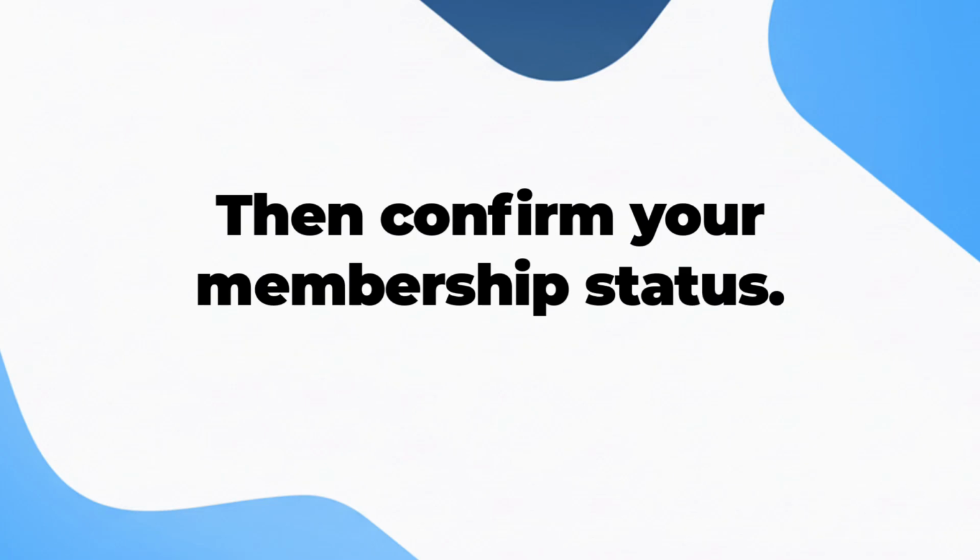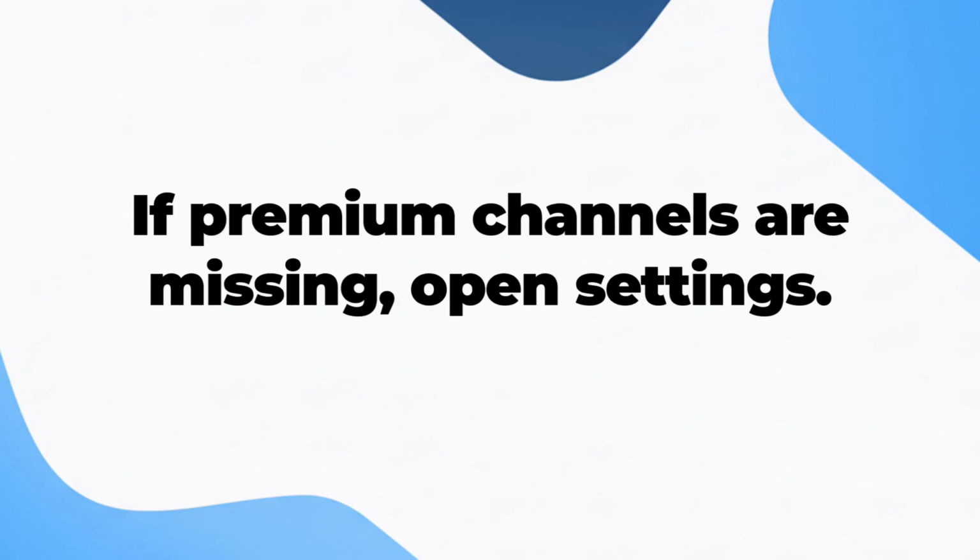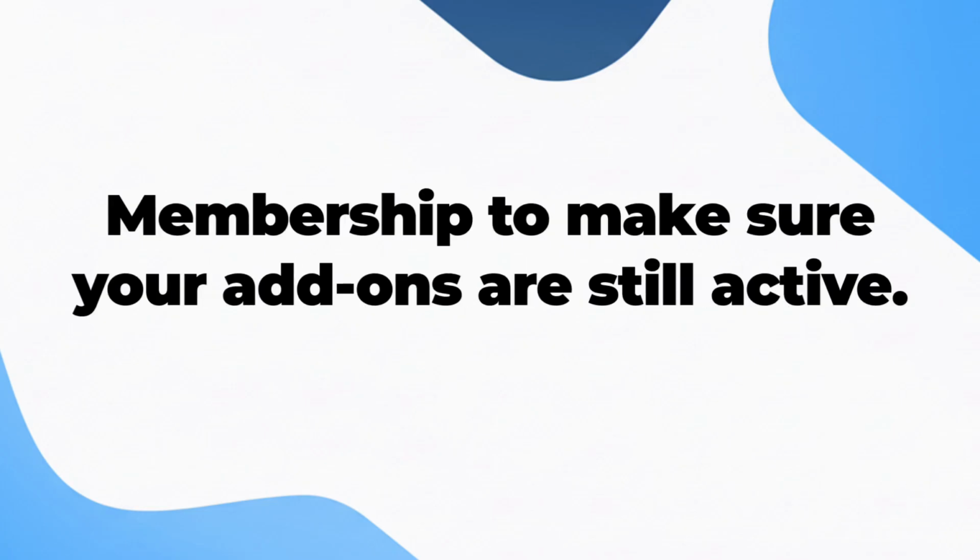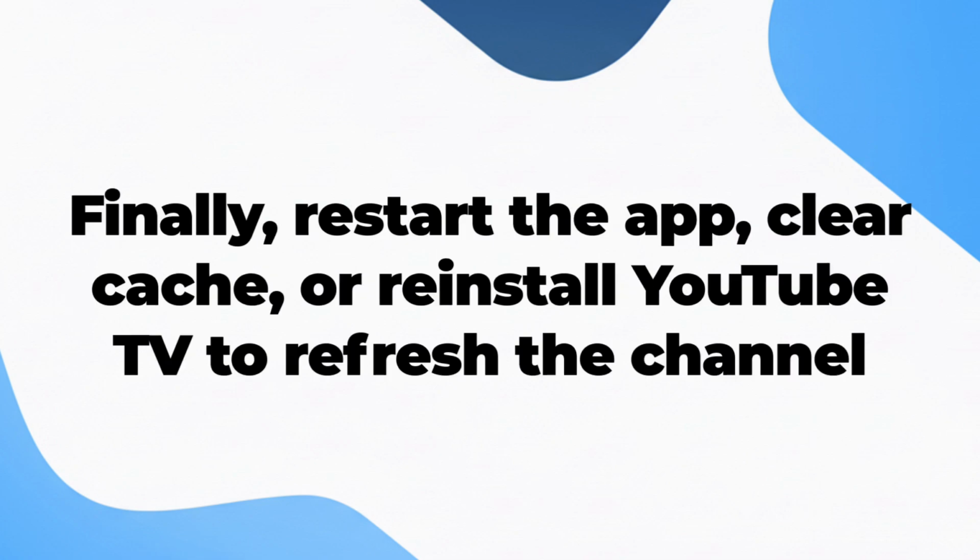Then confirm your membership status. If premium channels are missing, open Settings, Membership to make sure your add-ons are still active. Finally, restart the app, clear cache, or reinstall YouTube TV to refresh the channel list.